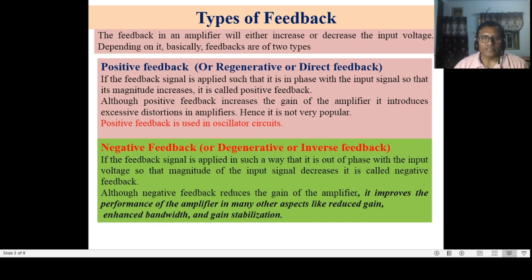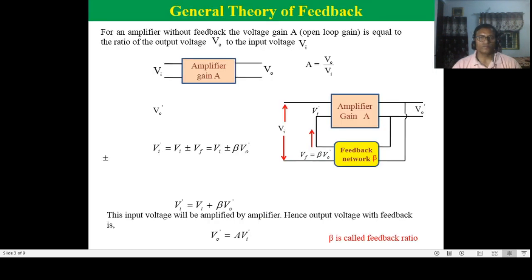Second kind of feedback is negative feedback or degenerative or inverse feedback. If the feedback signal is applied in such a way that it is out of phase with the input, so that the magnitude of input voltage decreases, it is called negative feedback. Although negative feedback reduces the gain of amplifier, it improves the performance of the amplifier in many other aspects like reduced distortion, enhanced bandwidth, enhanced gain stabilization and so on.